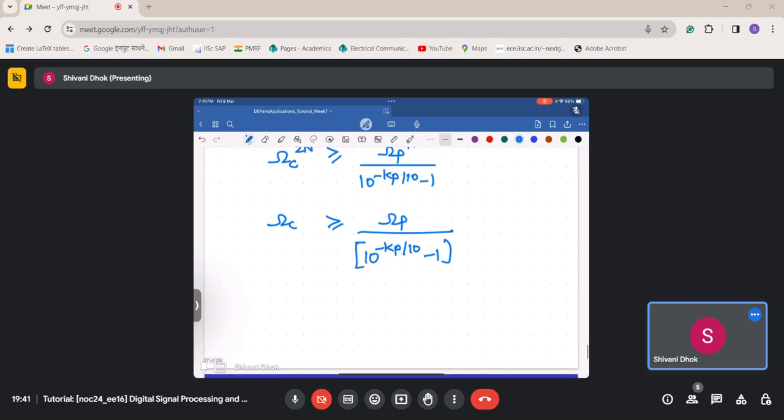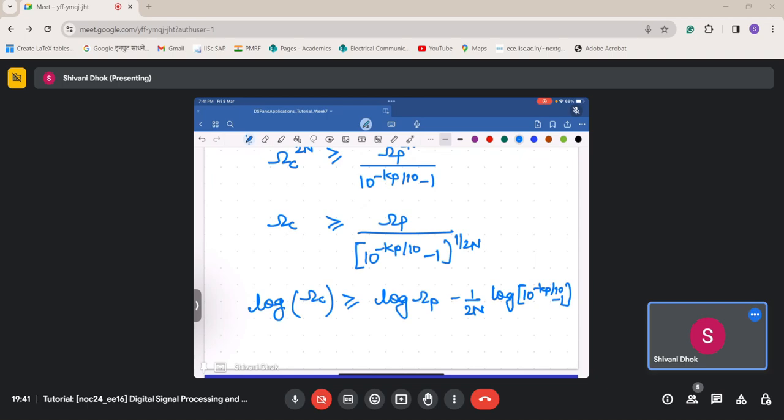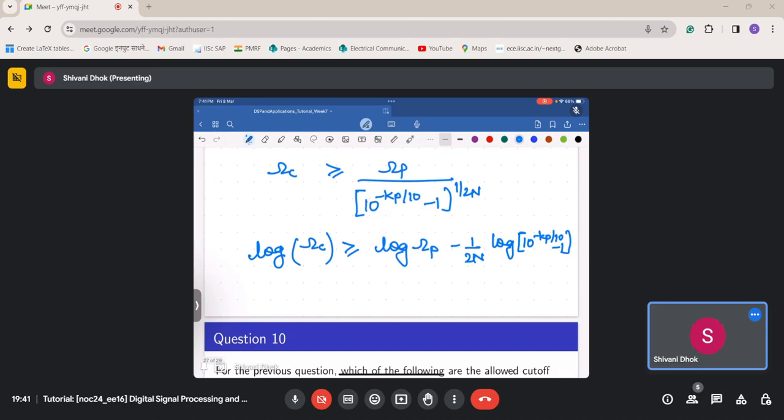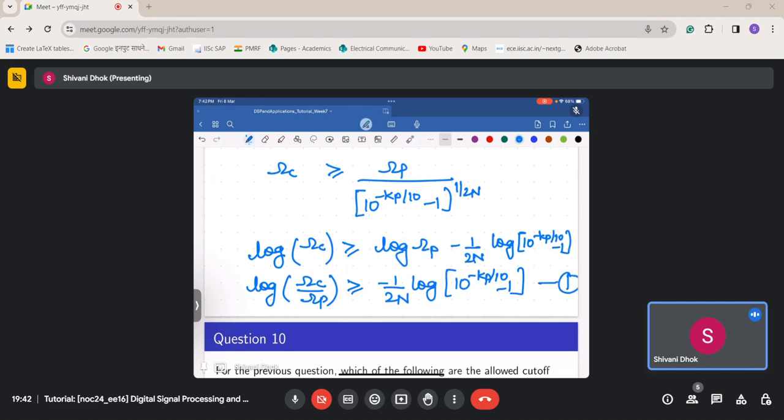If I take log on both sides, I have log of omega c is greater than or equal to log of omega p minus 1 by 2n into log of (10 to the power minus Kp by 10, minus 1). I can shift this term to this side. So we have log of omega c upon omega p is greater than or equal to minus 1 by 2n log of (10 to the power minus Kp by 10, minus 1). So this is the first relationship that we are having.